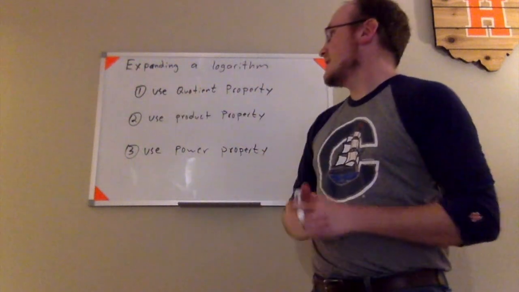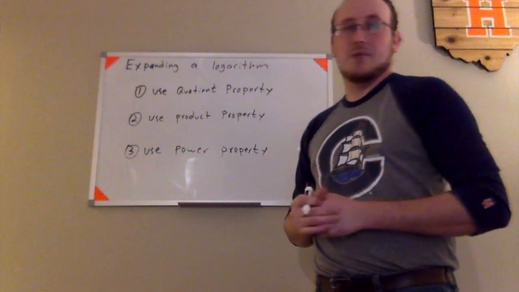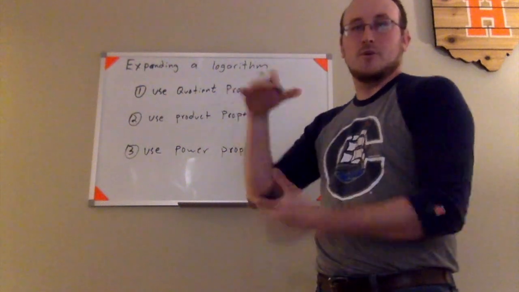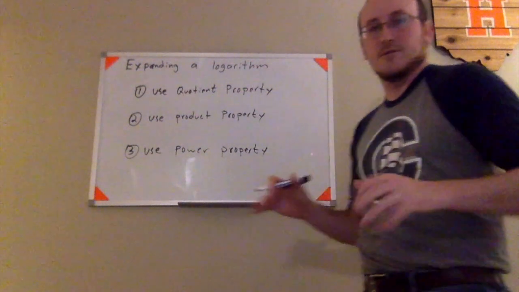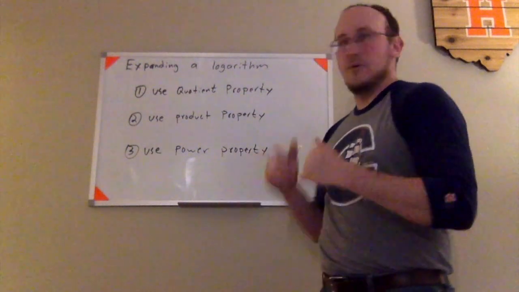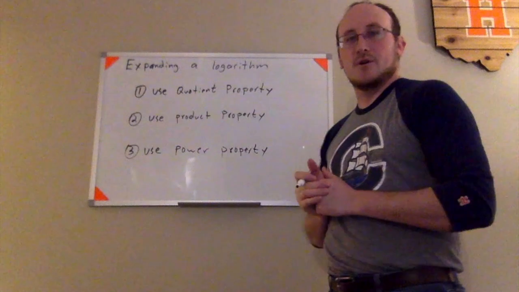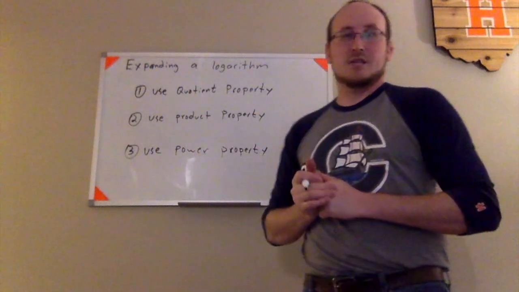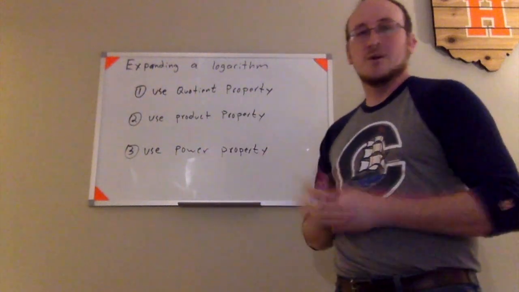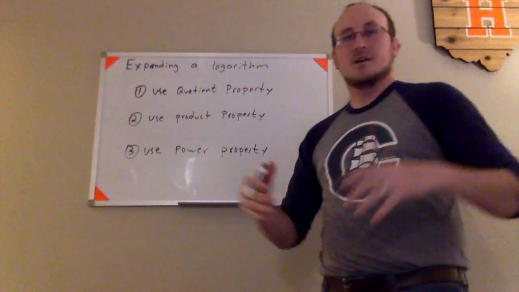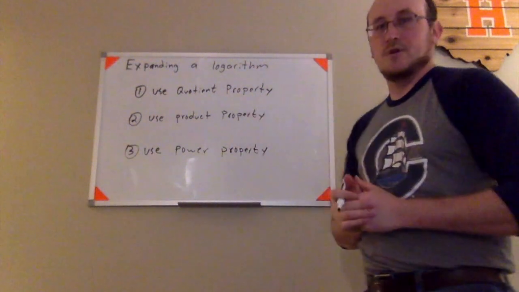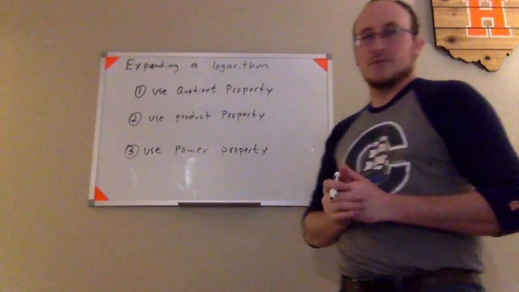First, I would recommend taking advantage of the quotient property. If you have a single logarithm of a quotient, let's go ahead and separate that as a difference of two logarithms right from the start. Once you've done that, look at those two logarithms. Do either of them contain a product? If they do, let's separate those using the product property, so that becomes the sum of two logarithms instead of the single logarithm of the product.